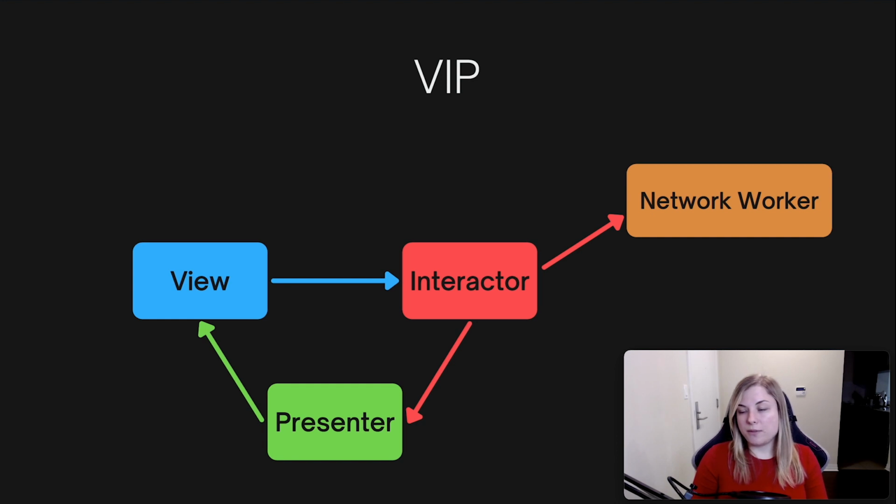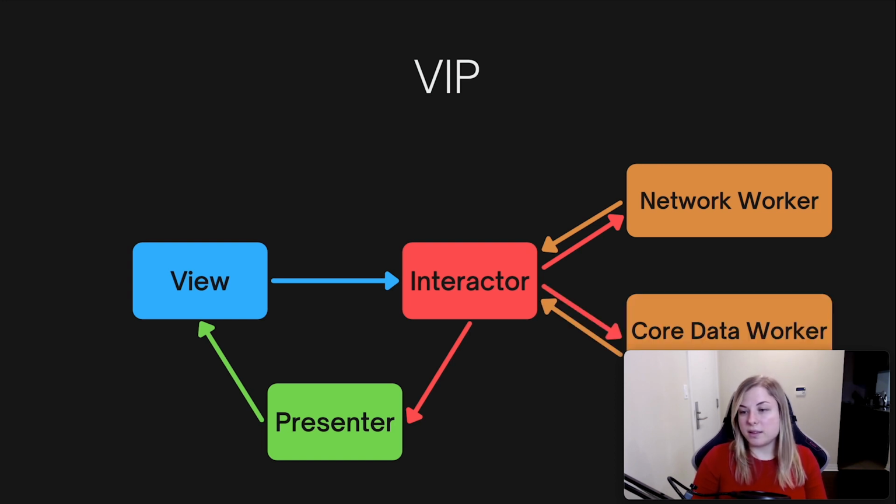Now, if you had fetching data from the network, you would add a network worker. So you would ask the interactor to fetch the data from the network, and then the interactor would add that responsibility to the network worker and call the network worker to fetch the data. And the network worker would send the result back to the interactor, and then the cycle goes on. Again, you could also have a core data worker, as many workers as you need to keep the interactor have less code and not have it all of the code inside.